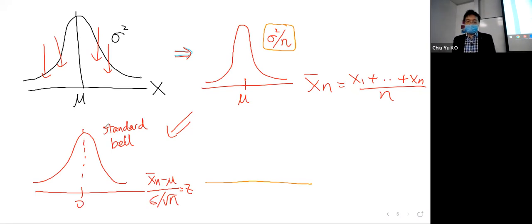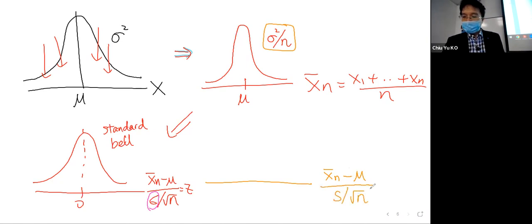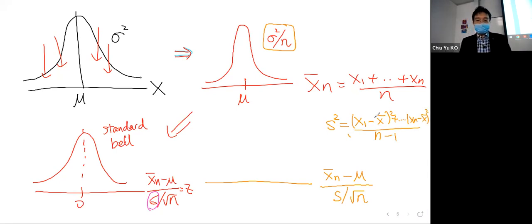So the question is, we don't know this sigma. How can we proceed? How can we start? The idea was proved by a guy called Student: (x bar minus mu) over S over root n. So we don't know sigma, but we replace it by S. S is something we can calculate, where S squared comes from (x1 minus x bar) squared up to (xn minus x bar) squared, over n minus 1. So that would be the calculation.